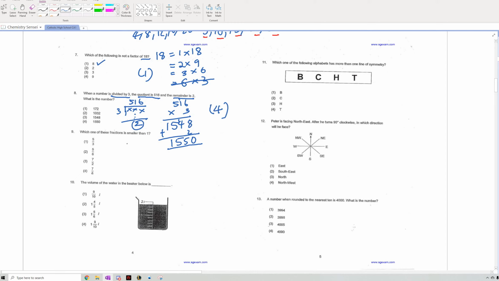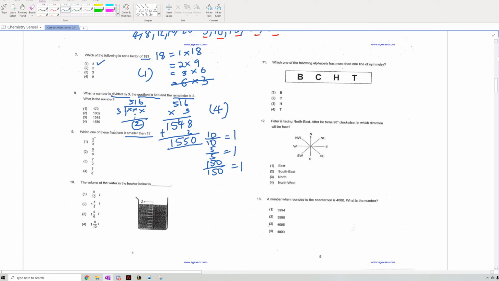Okay, next. Question 9. Which one of these fractions is smaller than 1? We must first establish that for the number 1, the number on the numerator is the same as the number on the denominator. For example, 10 over 10. The numerator is the same as the denominator. That's how we get the number 1. Similarly, 5 over 5 is equal to 1. 150 over 150 is also equal to 1.